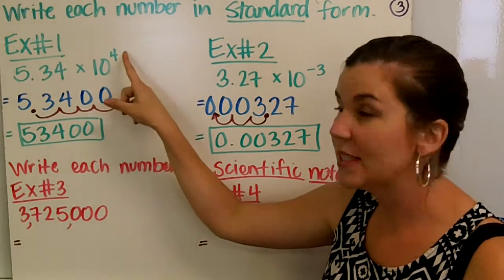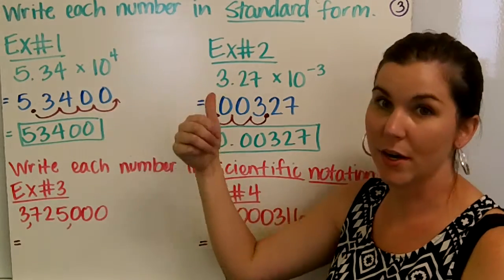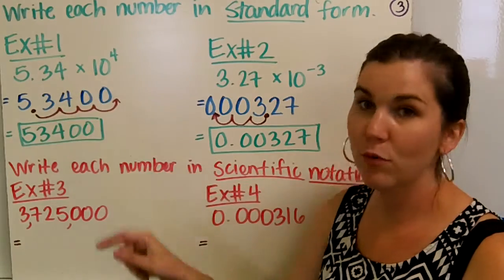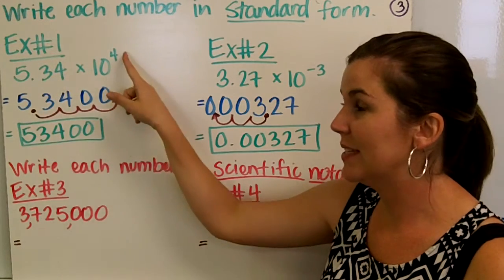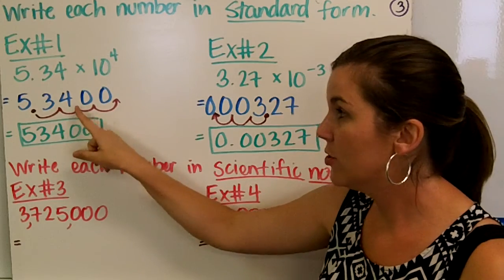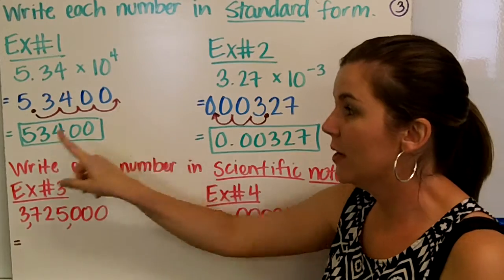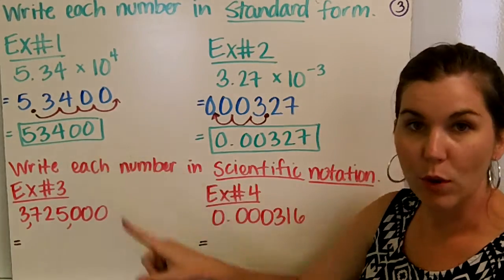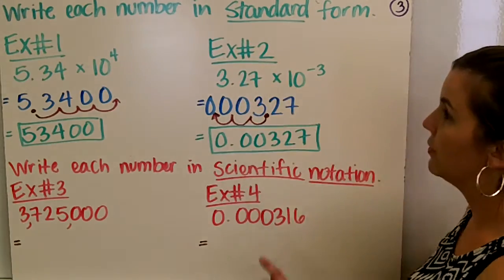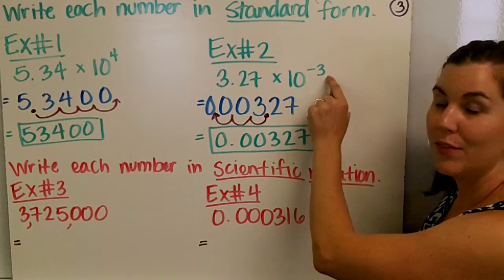So since this is a positive 4, that means we're going to make the number bigger. So to make 5.34 bigger, you move the decimal to the right 4 places because the exponent is 4. So 1, 2, 3, 4 places. Where this arrow is where the decimal would be. Our new number is 53,400.